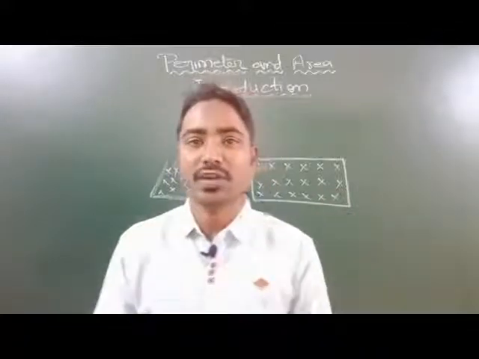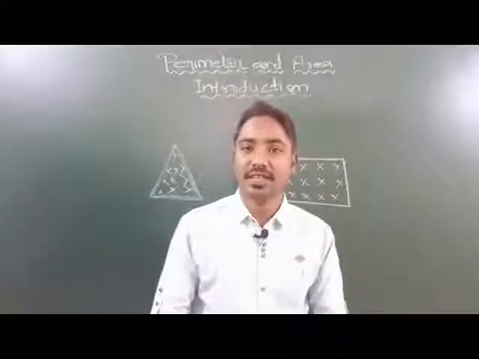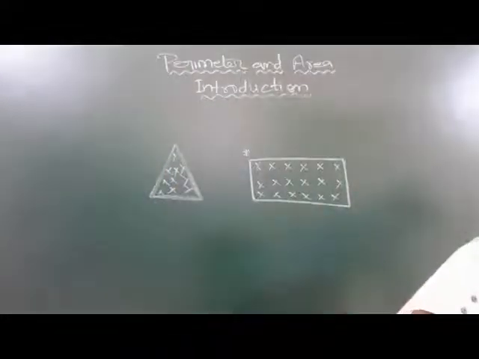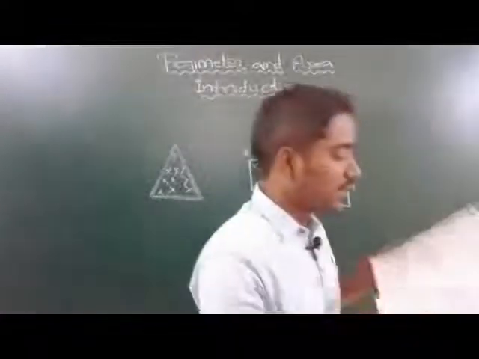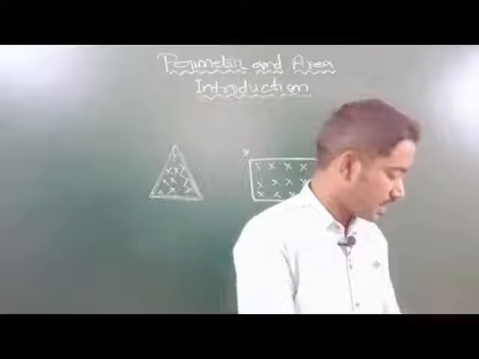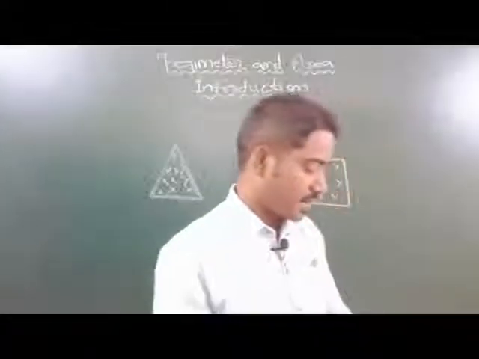So I hope you understood the meaning of area and perimeter. Now one by one we will see the topics of this chapter, students, and then we will solve them and discuss them. I will explain to you. The very first topic here, students, is squares and rectangles.